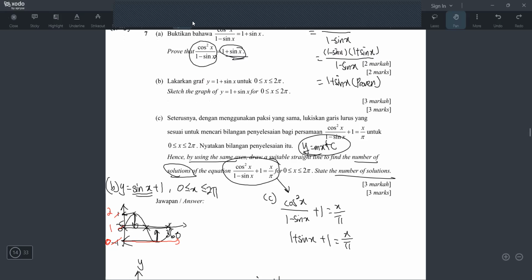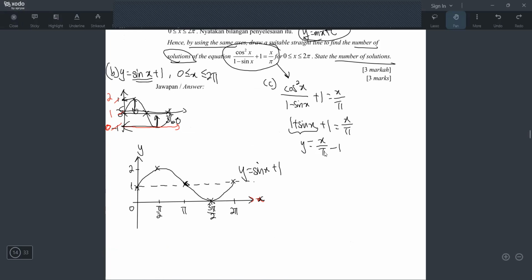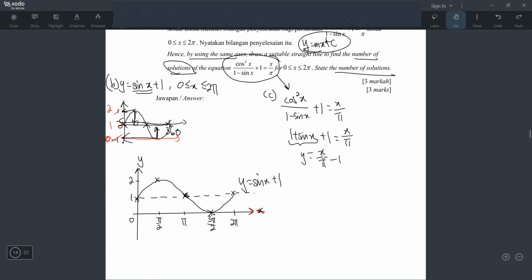So how? Look at my B question. B question says what? y is equal to 1 plus sine x. It means this 1 plus sine x can change to y. Then what about the plus 1? Move over to the other side, becomes minus 1. There you have it. That's the equation of a straight line. y equals mx plus c. And your x is sitting on top, right? It means if it sits on top, it means it's a straight line.